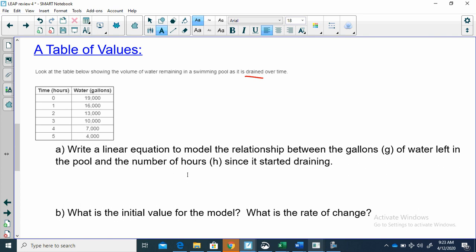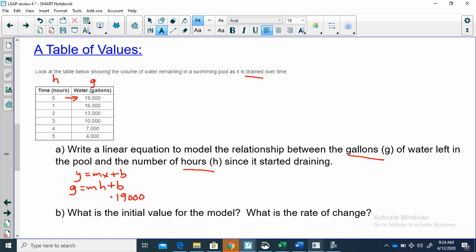Write a linear equation to model the relationship between the gallons of water left in the pool, G for gallons, and the number of hours, H, since it started draining. Our gallons is basically our Y. Our number of hours is our X. We start with y = mx + b. Our Y is going to be G because that's gallons. Our X is H. Our B is where we are at 0 time, which is 19,000. That's where we're starting.